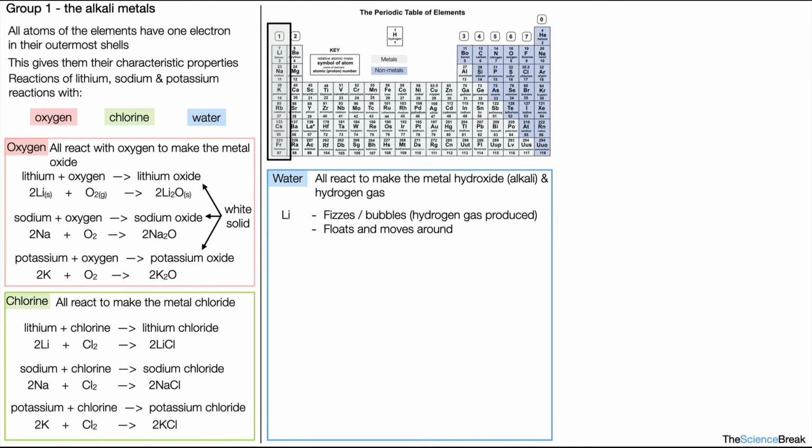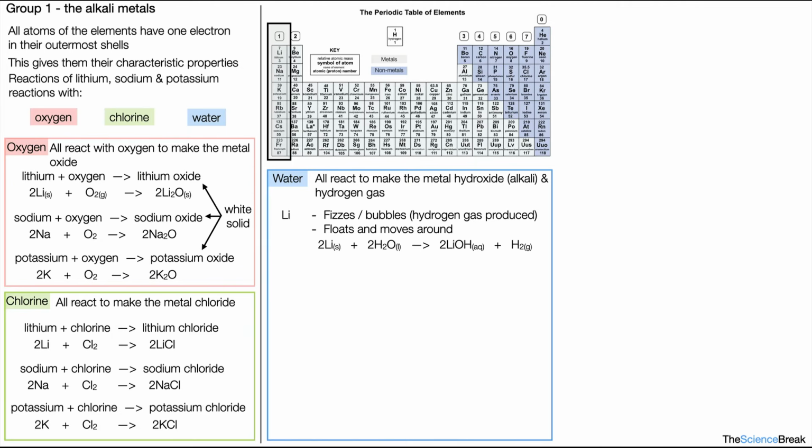For lithium, it fizzes and bubbles around as hydrogen gas is produced. It floats and moves around on the surface of the water. Your teacher might have demonstrated this for you. If you wanted to see a video of how it all looks, you can look up my video on the groups of the periodic table on the science break, and there it's shown in detail.